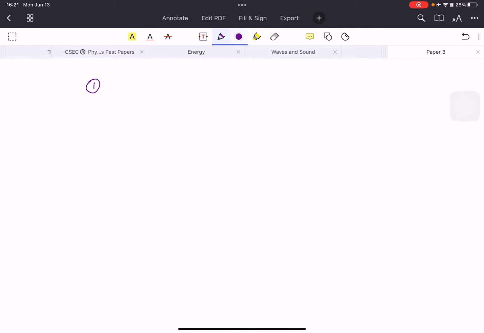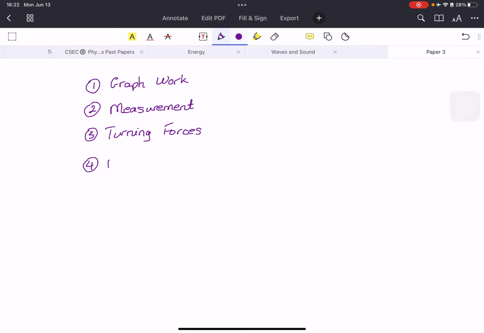So the 4 topics that they give us are graph work basically. Then there's measurement. Then turning forces. And finally transformers. So the first 2 topics are not really that problematic.